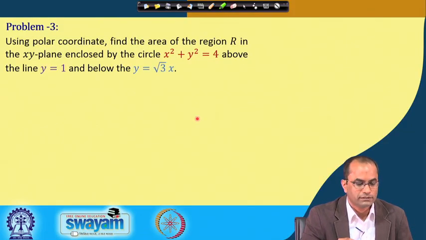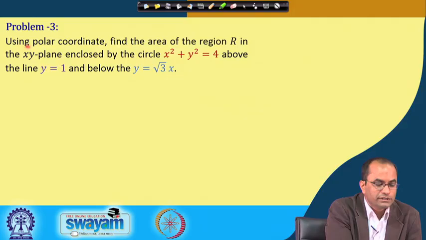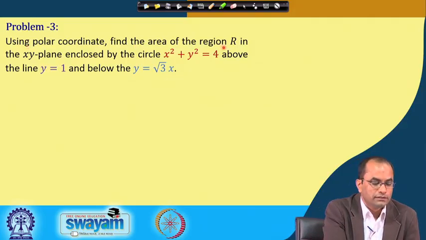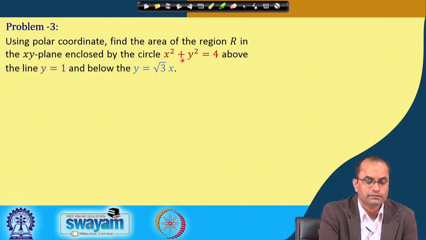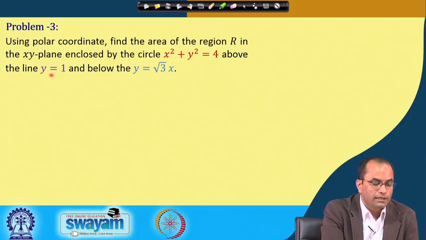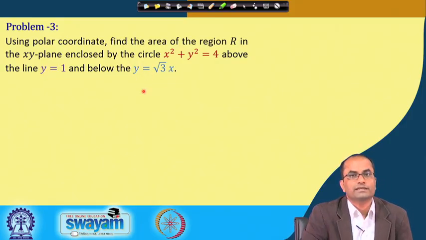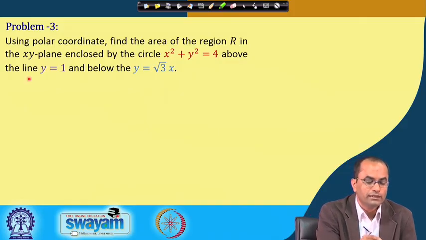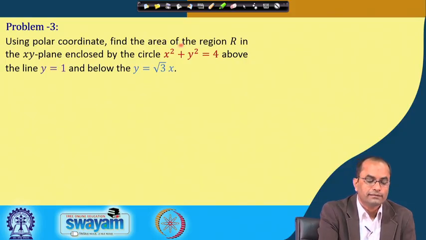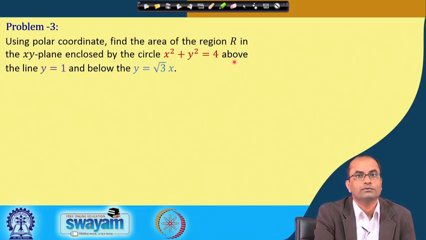So, coming to the next problem, problem number 3. Using polar coordinates, we will find the area of the region R in the xy plane enclosed by the circle x square plus y square is equal to 4, above the line y is equal to 1 and below the line y is equal to square root 3 x. So, we have two lines, y is equal to 1 and y is equal to square root 3 x, and then the circle x square plus y square is equal to 4.